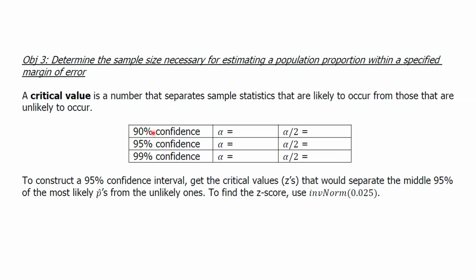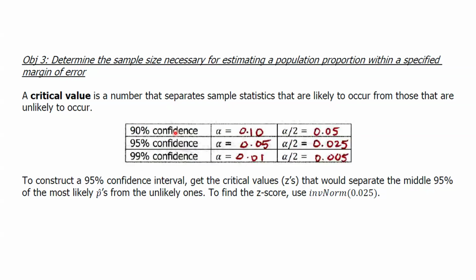So for a 90% confidence, we have alpha at 0.1 and alpha divided by 2 at 0.05. For 95% confidence, alpha is 0.05, alpha divided by 2 is 0.025, and then 99% confidence, alpha is 0.01. Alpha divided by 2 would be 0.005.